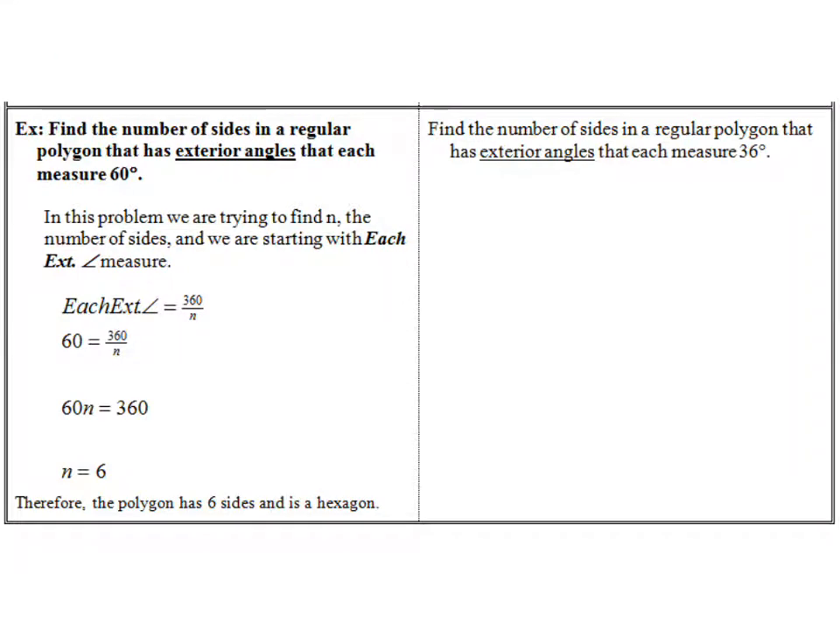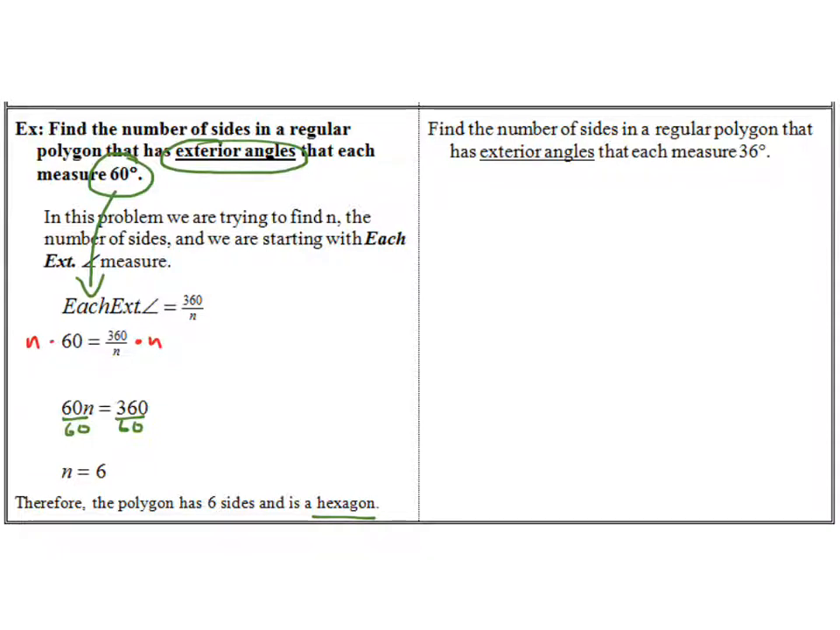So this last one is very similar to what we just did, except we're talking about exterior angles. So we're going to use our each exterior angle formula. And we know that each exterior angle for a regular polygon is equal to 360 divided by the number of sides n. So if each exterior angle measures 60, that goes right in here. And so I get 60 equals 360 over n. Again, I can multiply both sides by n, so you can add these to your notes if you would like, which gives me 60n equals 360. And then I can simply divide both sides by 60, and I'll find that n equals 6. Therefore, the polygon has 6 sides and is therefore a hexagon.